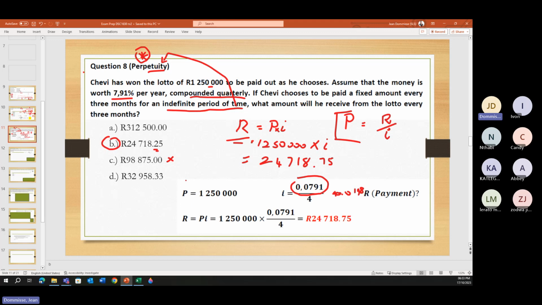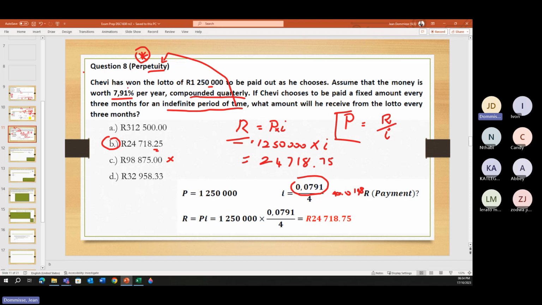So again, just be very careful in the exam that you don't just use the interest, but see with what it is linked. So in this instance, it is compounded quarterly. So if it is quarterly, you need to divide by 4. If it is monthly, divide by 12. The other one that they might include is half yearly, so it's divided by 2.